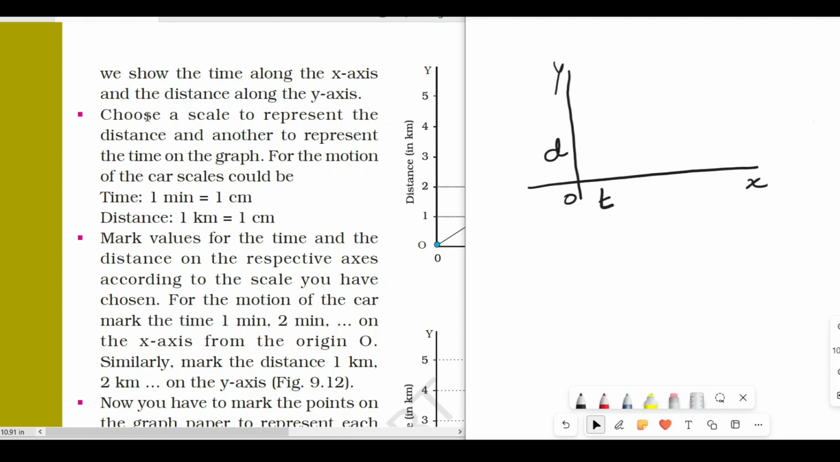Next, what do we have to do? We have to choose a scale to represent the distance and another to represent the time on the graph. For the motion of a car, the scales could be: for time, 1 minute is equal to 1 centimeter, and for distance, 1 kilometer is equal to 1 centimeter.